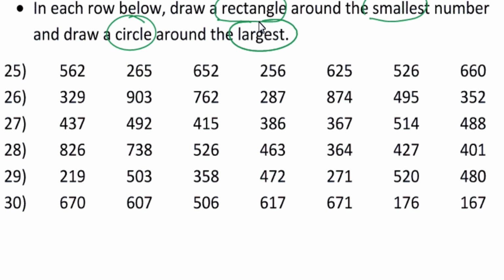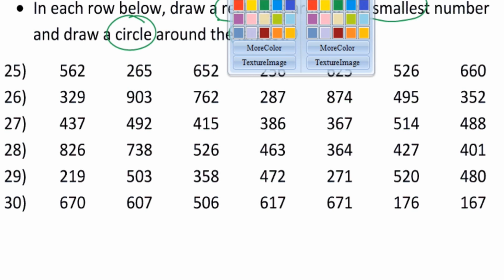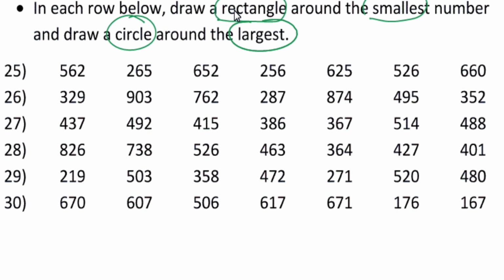So I will look for two things in every row. I will look for the biggest number and put a circle around it, and I will look for the smallest number and put a rectangle around it. Okay, let's start. What is the greatest number here? I will first look at the hundreds. 500, 200, 600, 200, 600, 500, 600. Oh, I have many sixes. So it will be one of them. So I will go to the next place.